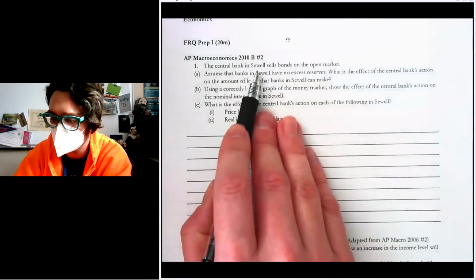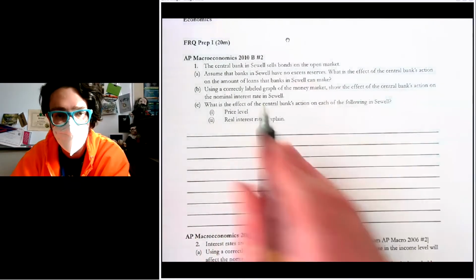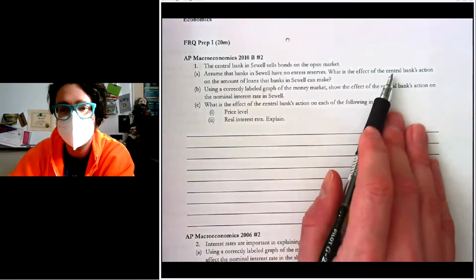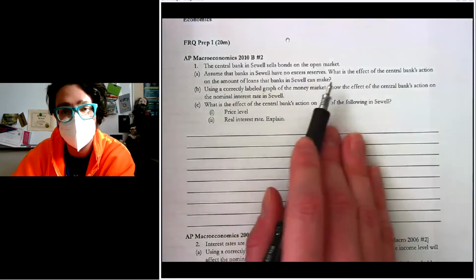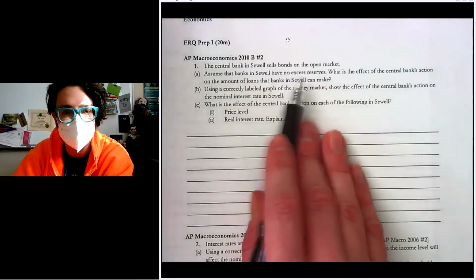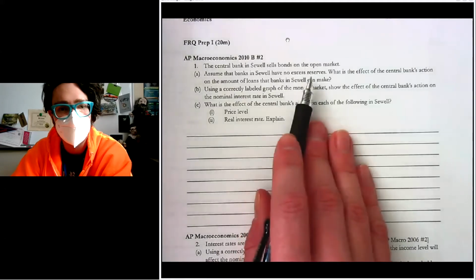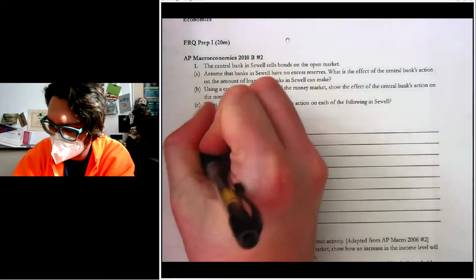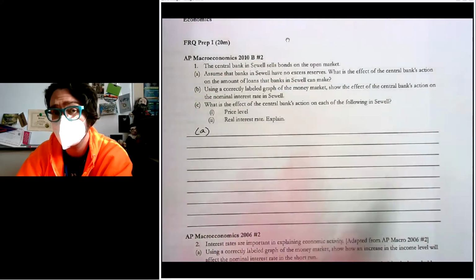The central bank in Sewell sells bonds on the open market. Assume that banks in Sewell have no excess reserves. What's the effect of the central bank's action on the amount of loans that banks in Sewell can make? And this is kind of weird in the sense that if they sell bonds, I really don't know how they can have no excess reserves. It seems a little strange, because they would encounter some difficulty, but this is how they wrote this problem.